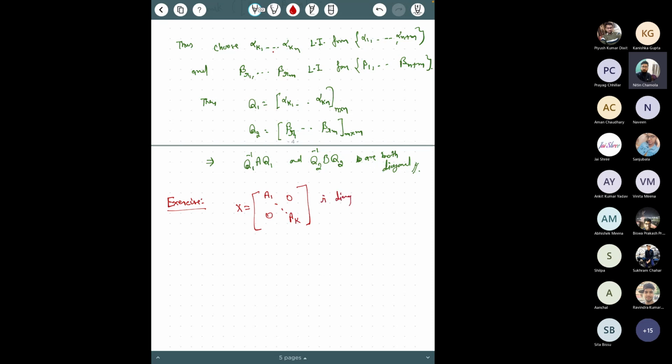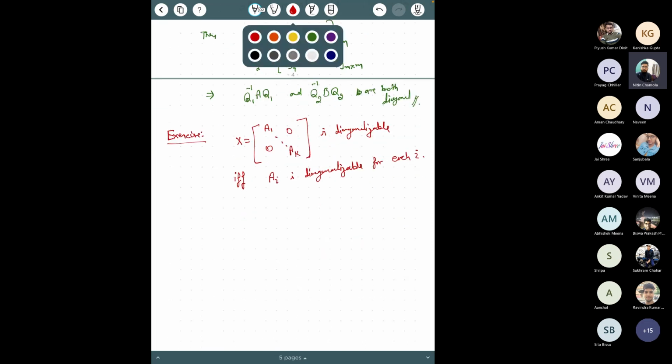X is diagonalizable. Assume that these diagonal blocks are all square matrices. X is diagonalizable if and only if Ai is diagonalizable for each i. And you can try to prove this by induction. So let me give you some hint. This is easy to prove using induction because you can use the fact that for two matrices you have proved this.